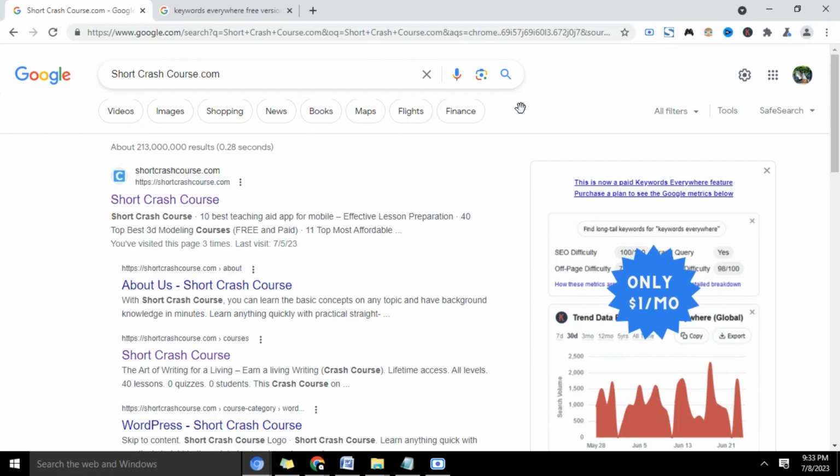If anyone is telling you that there's a free version anywhere, it's not true. Don't fall for any of such gimmicks or pranks. Keywords everywhere is a paid extension and you have to pay for it to have access to the data and the information. So there is no keywords everywhere free version anywhere.